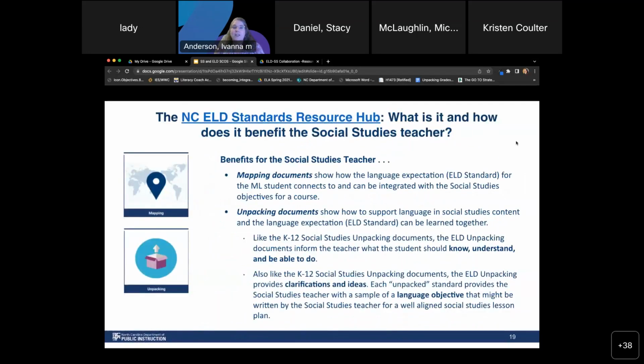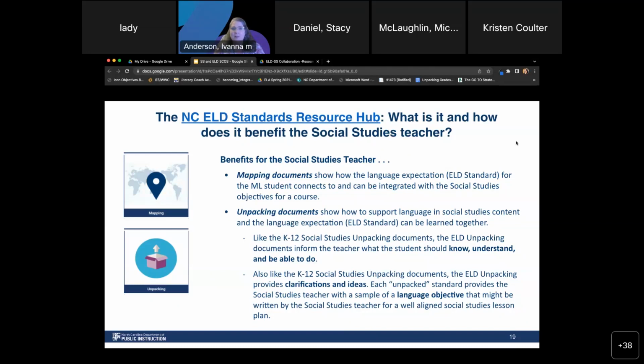So the mapping document shows us how our language expectations, those ELD standards broken into language expectations for our multilingual students, actually connect and can be integrated into the different content areas. And of course, we're specifically talking about social studies. So we'll talk more about the mapping document in our second broadcast, but the mapping document allows you to look at those ELD standards paired up in a way with your content standards to say, if you're teaching this content standard, here's some things linguistically for you to be thinking about to support your multilingual learners. The unpacking document, though, goes even deeper than that.